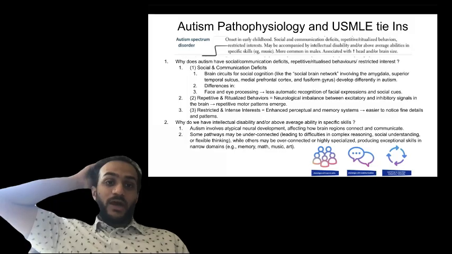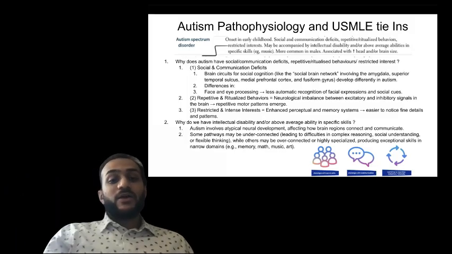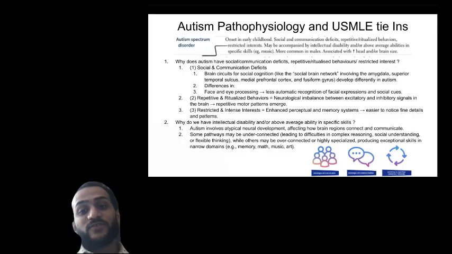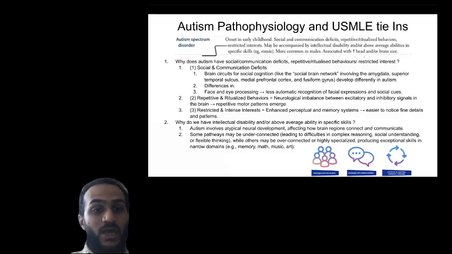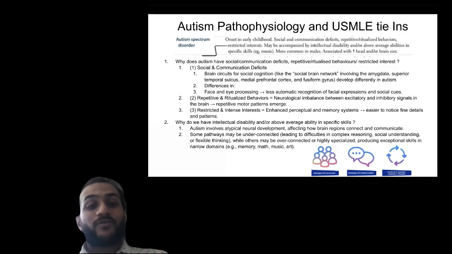And this is going to be different in autism. We can see changes in face and eye processing. We can see less automatic recognition of facial expressions and social cues. And we can see repetitive and ritualized behaviors. We can see a neurological imbalance in excitatory and inhibitory signals in the brain, and repetitive motor patterns emerge.